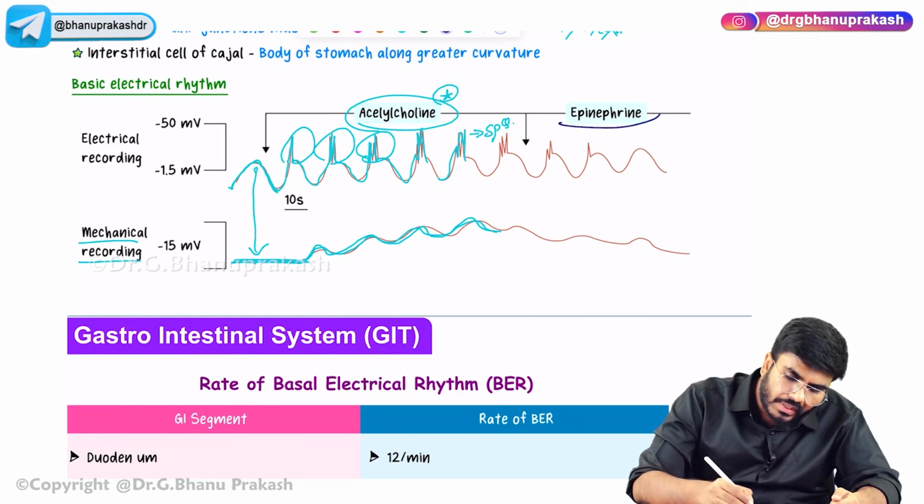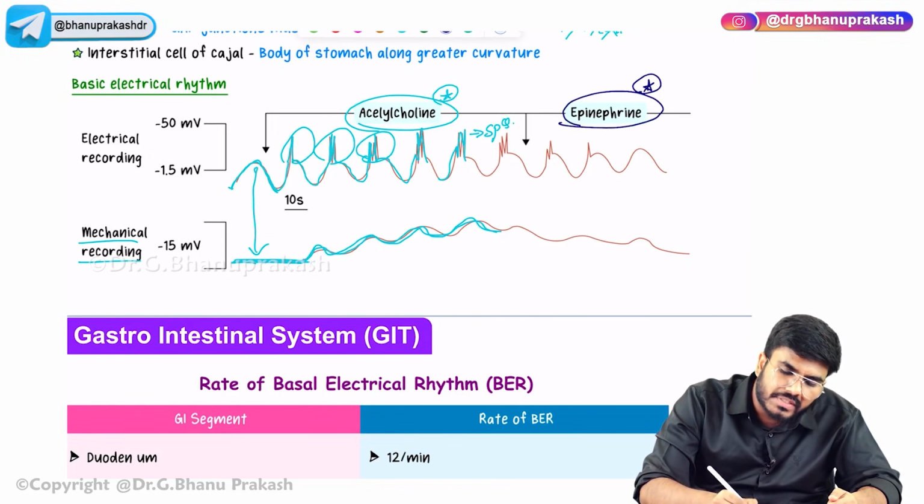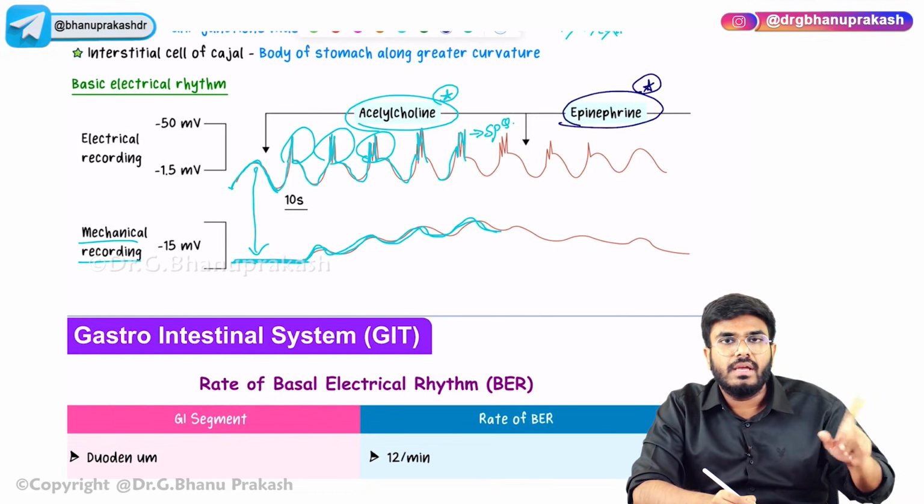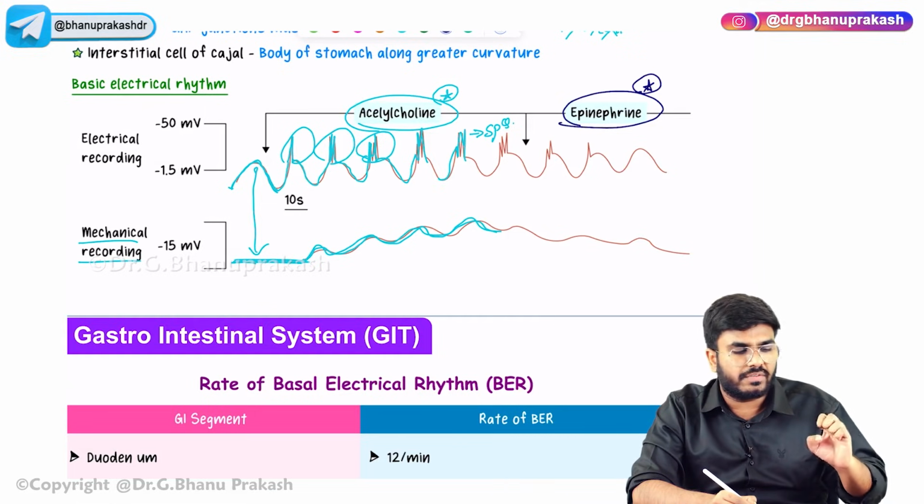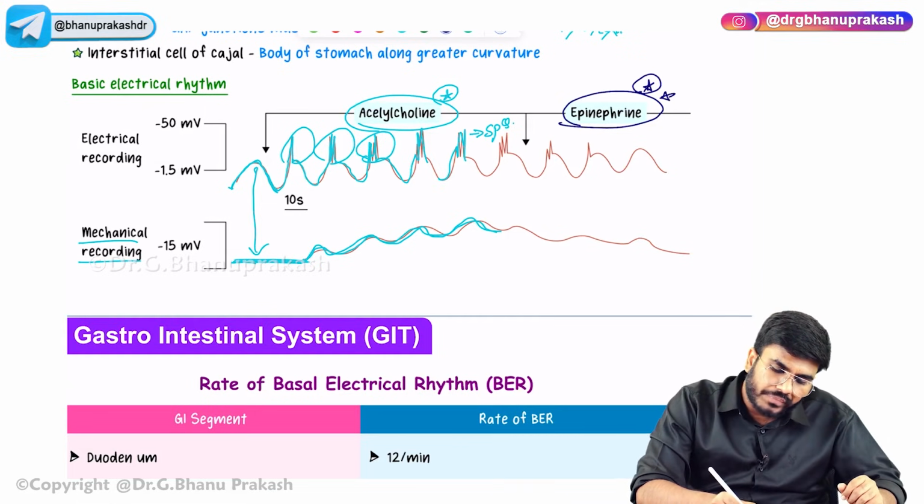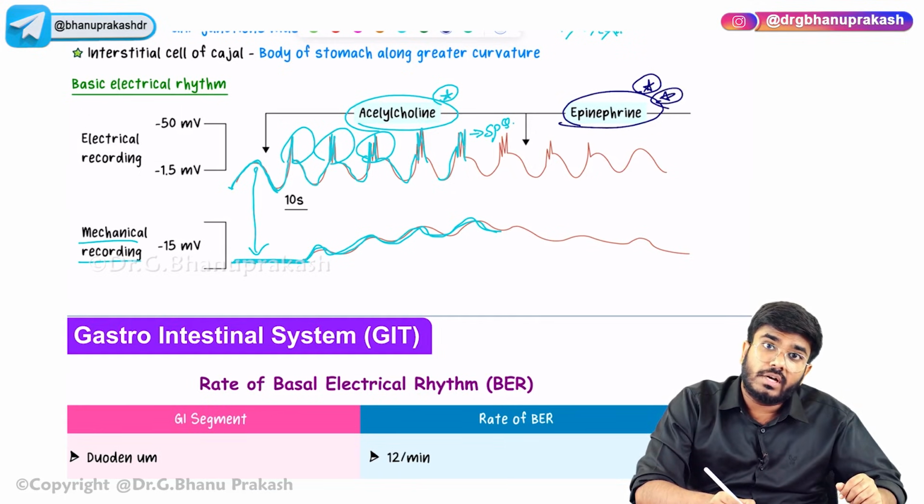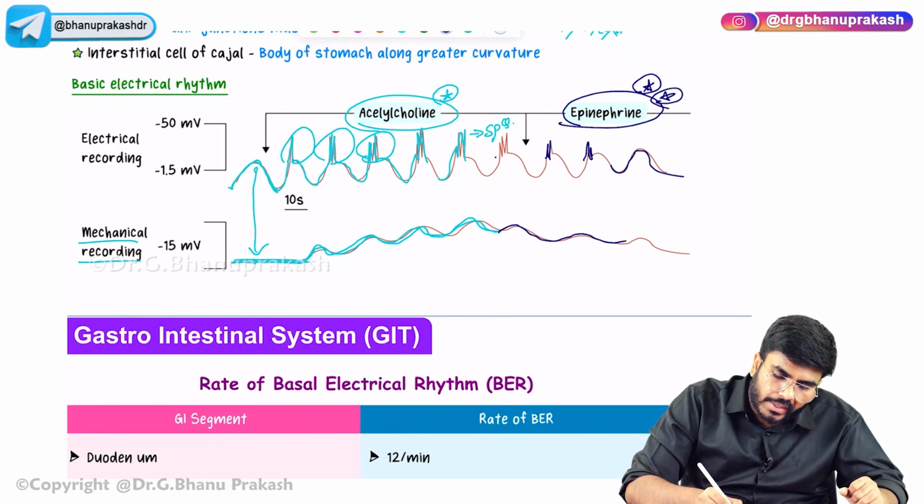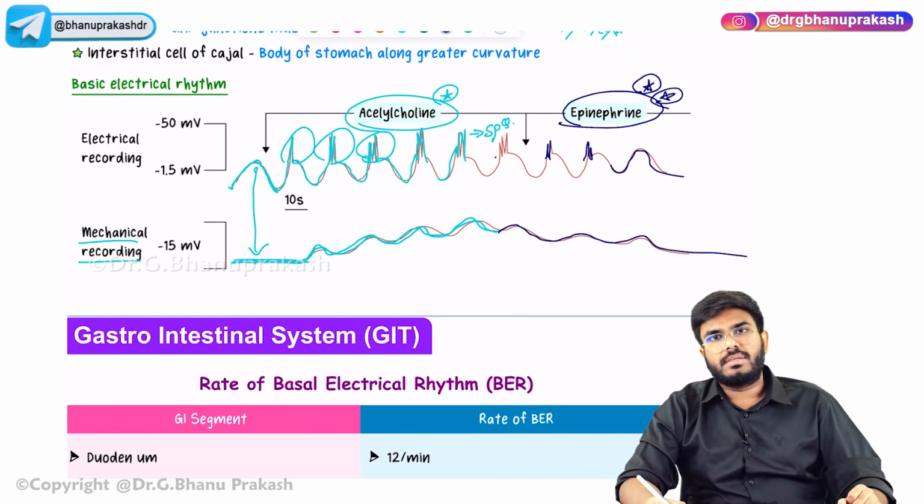Next, when your sympathetic nervous system is activated, you have to either fight or flee. This is not the time to cause GIT peristalsis, not the time to use the energy for it. So when epinephrine, the sympathetic neurotransmitter, comes, look at what happened to the spikes. Spikes are gone. So automatically your GIT contractions are decreasing.